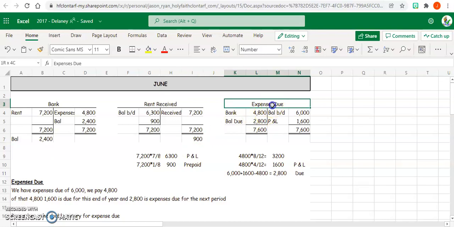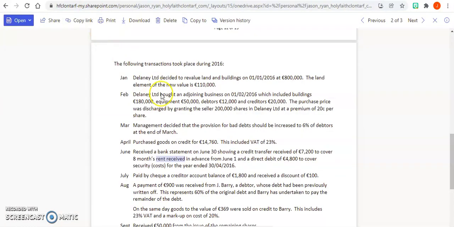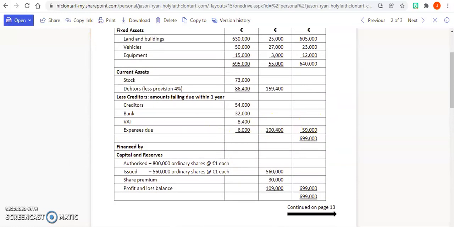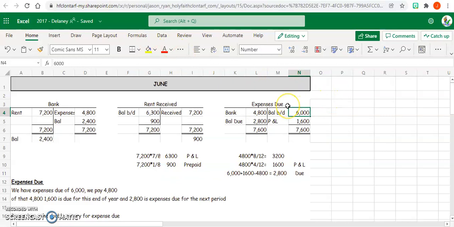Your expenses then, so 6,000 coming forward from the previous period. So if we look at our expenses, we have 6,000 coming forward. So remember, expenses due. Expenses are usually on the debit side, but because this is due, it's going to go on the credit side. We've paid 4,800 from our bank to pay for that, so we're going to decrease it by 4,800. Now of that 4,800, 4/12 is for this period. So your profit and loss is going to decrease by 1,600.